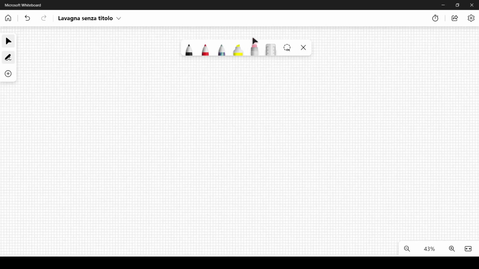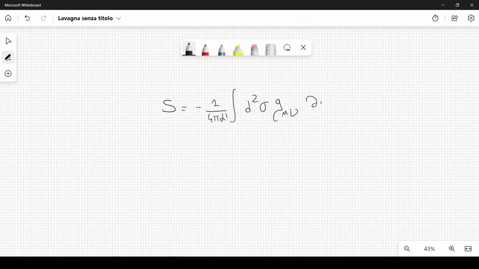I want to give an intuitive derivation of how Einstein's field equations in vacuum can be derived from a string theory. We start from the Polyakov action, written in the following way: S equal to minus 1 over 4 pi alpha prime integral d squared sigma g mu nu ∂_α x^μ ∂_β x^ν, where in this case I have the following: ∂_α x^μ, ∂ with a lower beta x^ν, eta alpha beta.